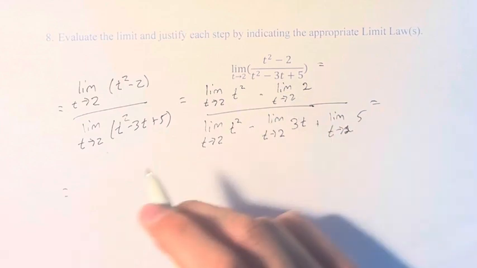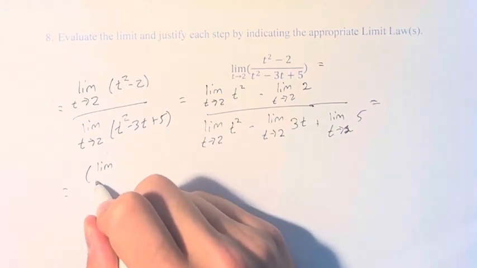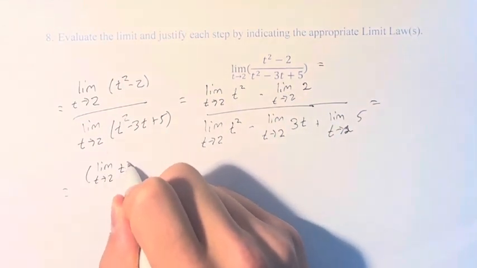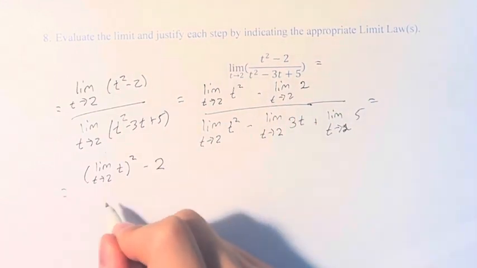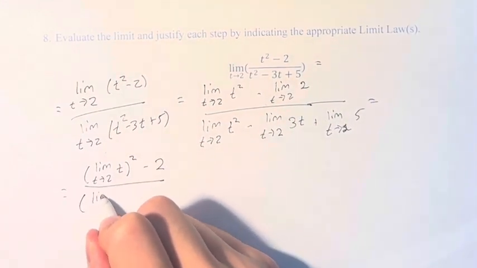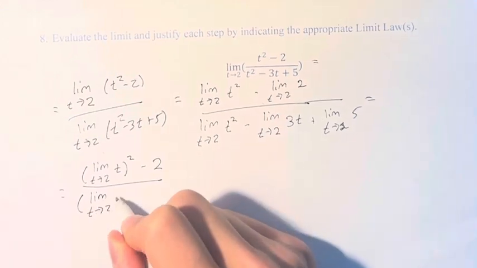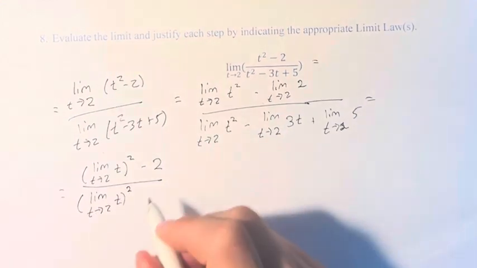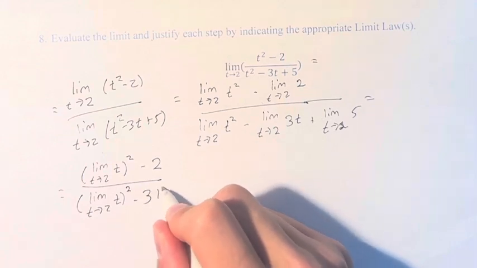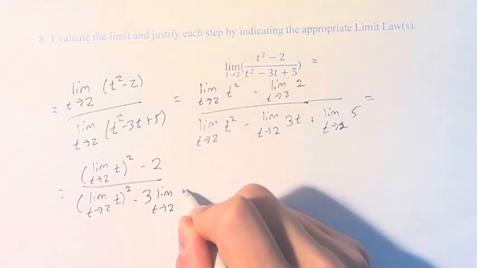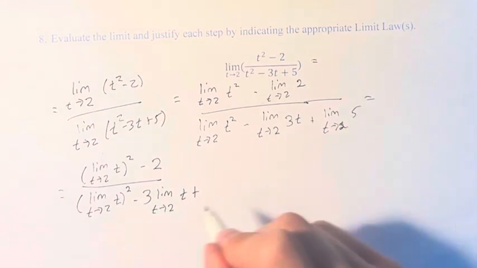The limit of 2 is just 2. Again, we can take the entire limit of t and square it. The limit of 3t is equal to 3 times the limit of t. And then the limit of 5 is just 5.